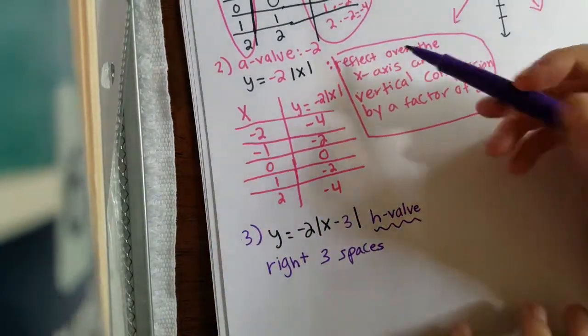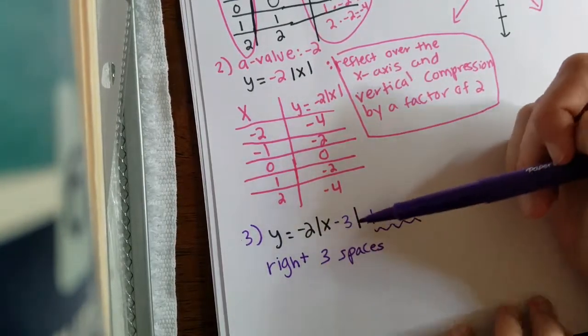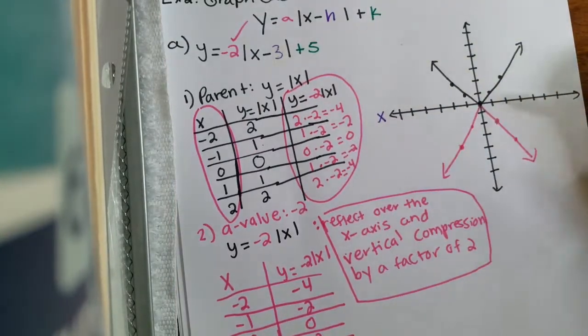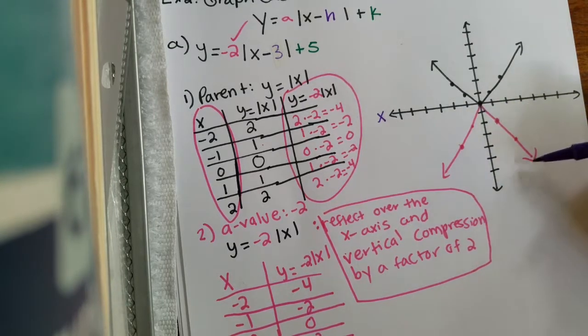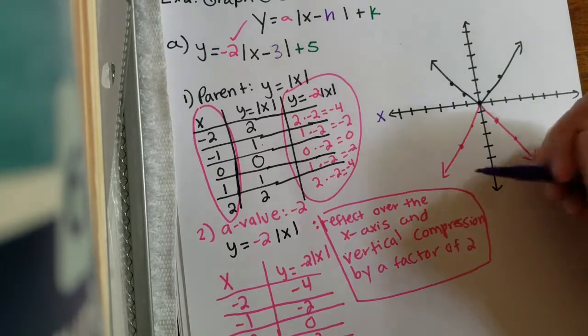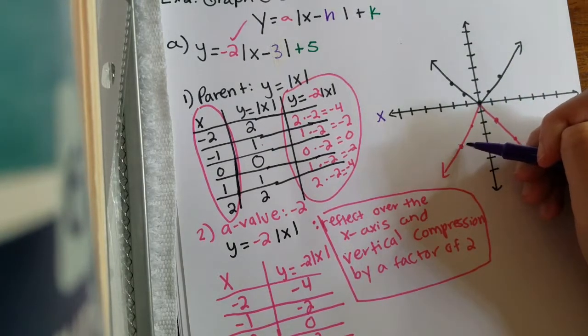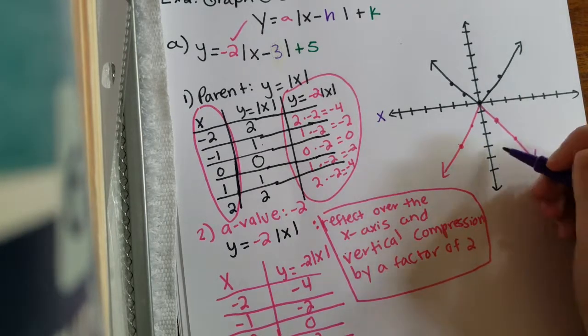Okay, so we don't have to make a new table of values for the h value. All we're going to do is start from our most recent graph, which is this pink graph right here. I'm going to take all my points on the existing graph and just move them to the right 3 spaces. So I'm going to start here, take this point and move it over 3 spaces. So I'm going to go 1, 2, 3.